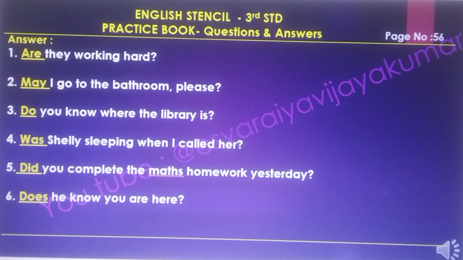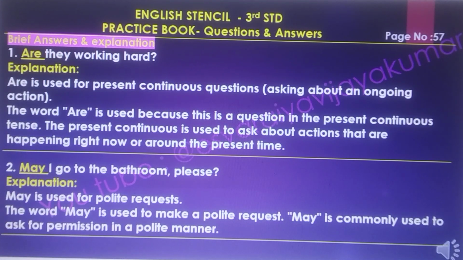The answers to these questions: Are they working hard? May I go to the bathroom, please? Do you know where the library is? Was Shelley sleeping when I called her? Did you complete the maths homework yesterday? Does he know you are here? The brief answer and the explanations: are they working hard?